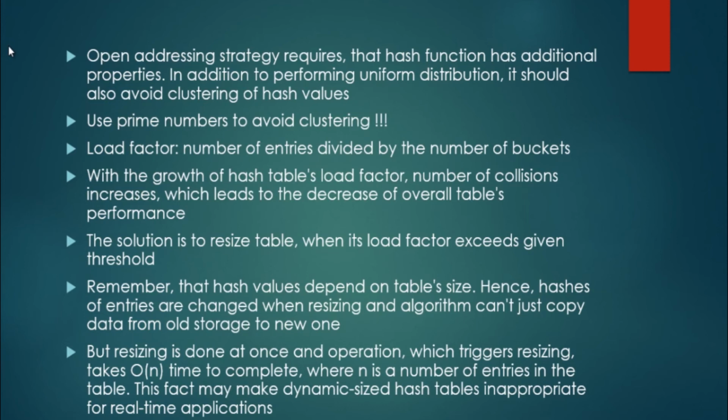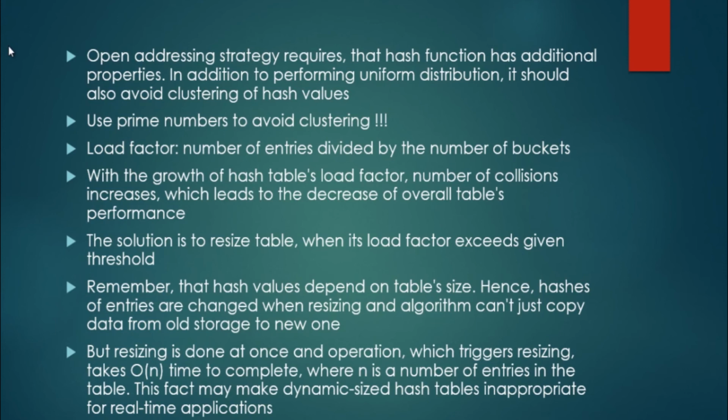Use prime numbers to avoid clustering, as I said earlier, and we have something called the load factor. It is the number of entries divided by the number of buckets, where m denotes the size of the list, and the number of entries, of course, is the slots that are full. With the growth of the hash table's load factor, the number of collisions increases, which leads to a decrease of the overall table's performance. So the solution is to resize the table when its load factor exceeds a given threshold.